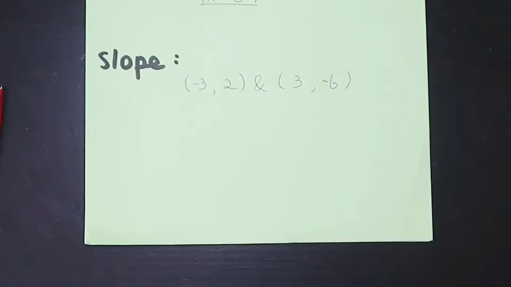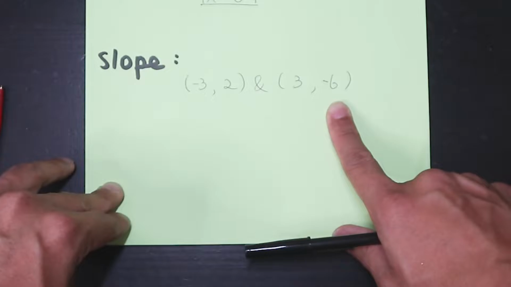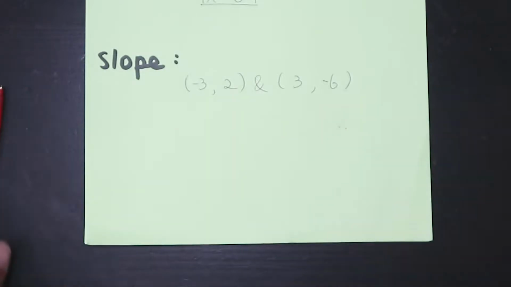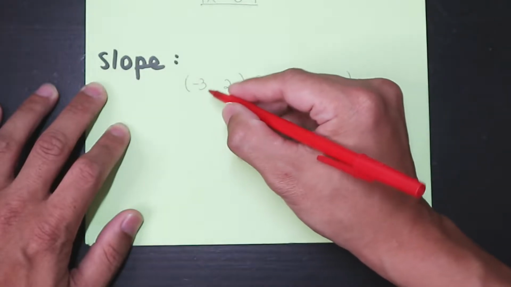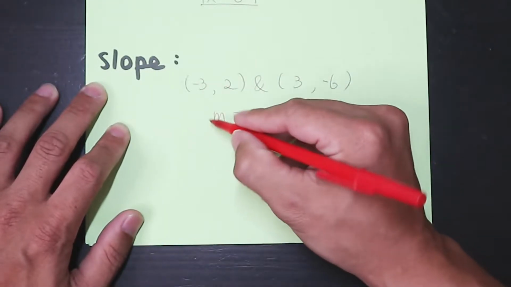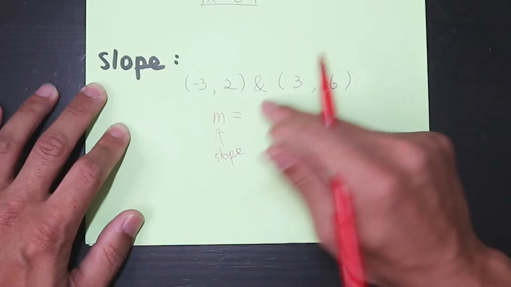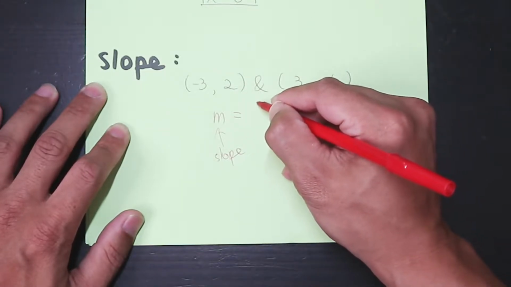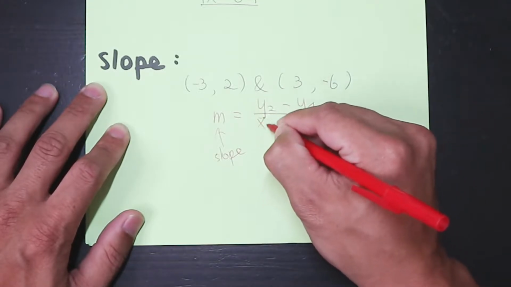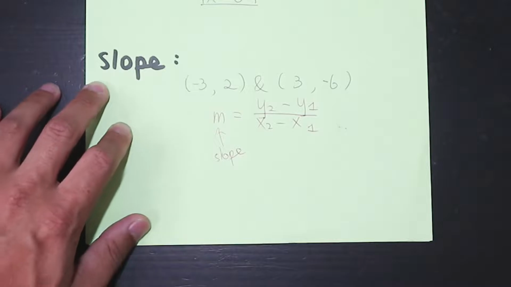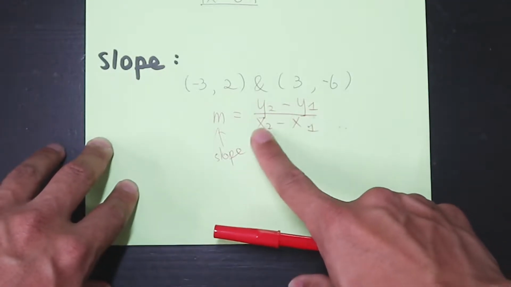If I were to ask you to find the slope of 2 points that you cannot see graphically, there is a way to find the slope, and that is by using the slope formula. Back in the day, you used the letter m to indicate the slope. The slope formula tells you to subtract the y's: y sub 2 minus y sub 1 on the numerator, and x sub 2 minus x sub 1 on the denominator.